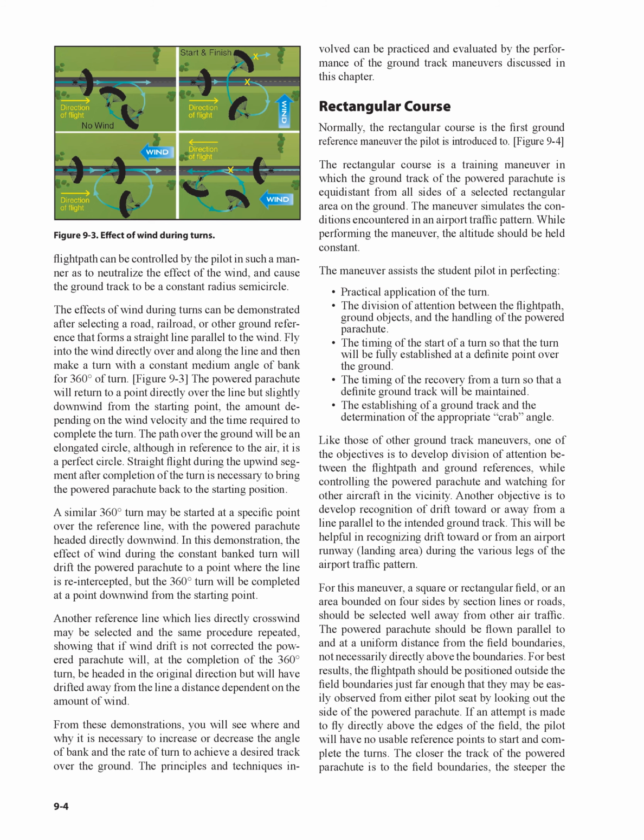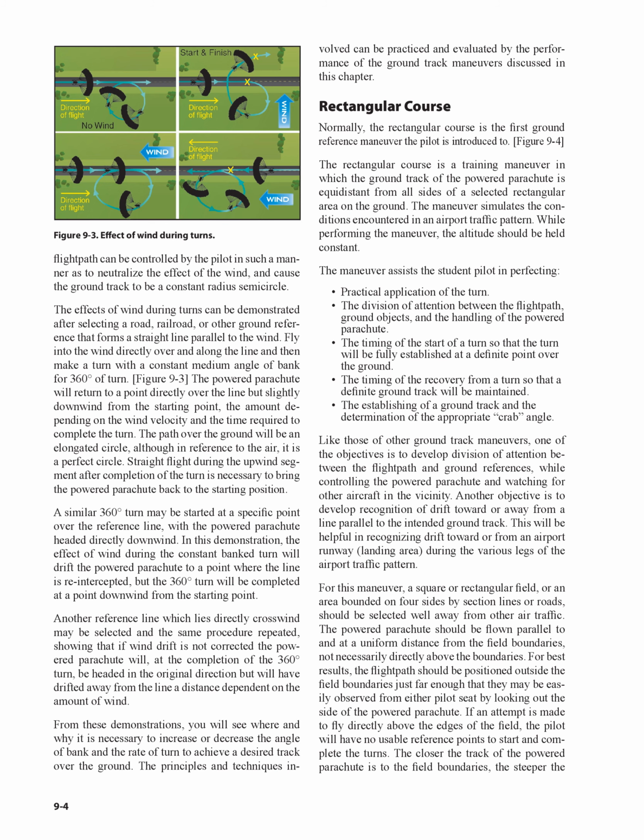From these demonstrations, you will see where and why it is necessary to increase or decrease the angle of bank and the rate of turn to achieve a desired track over the ground. The principles and techniques involved can be practiced and evaluated by the performance of the ground track maneuvers discussed in this chapter. Rectangular course. Normally, the rectangular course is the first ground reference maneuver the pilot is introduced to.